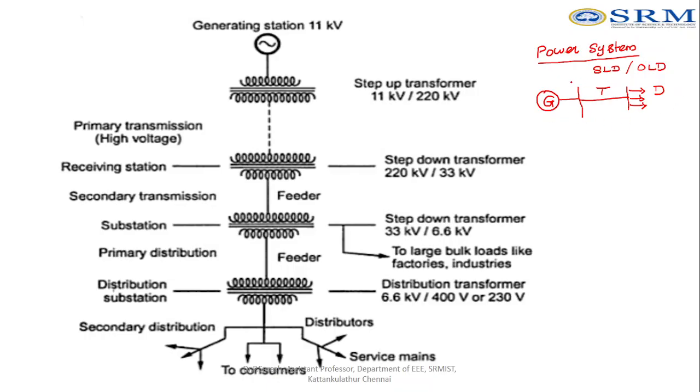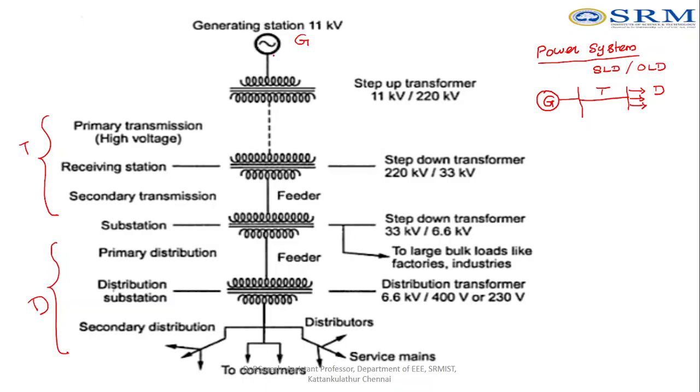So this type of arrangement of combining all the three systems is called the single line diagram of a power system. This single line diagram is described here. The first one is the generating station. From here to here is the transmission system, and the third one is the distribution system. It is given in an elaborate way: generation, transmission and distribution.